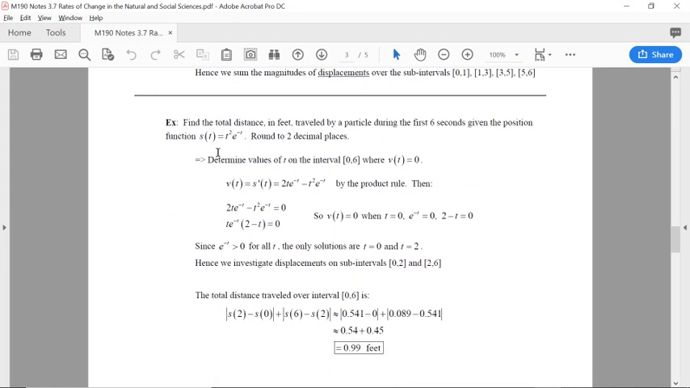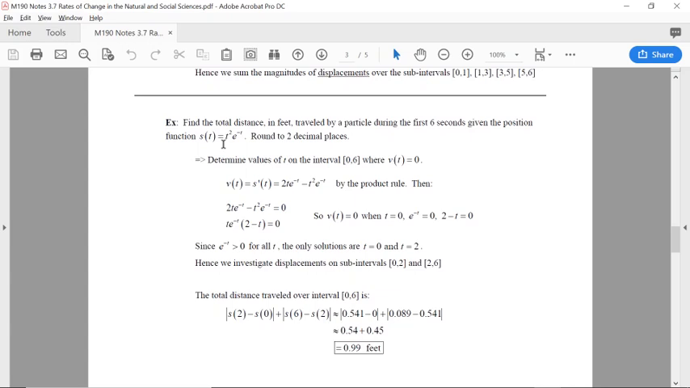if we were given a position function, not by use of a schematic, but instead a variable position function. Find the total distance traveled by a particle during the first 6 seconds given this position function here. S of t is t squared e to the negative t. Again, the theory suggests that we should find first when the velocity is equal to 0.